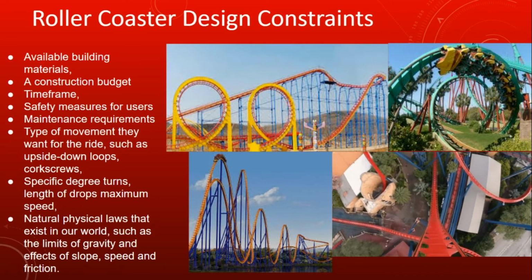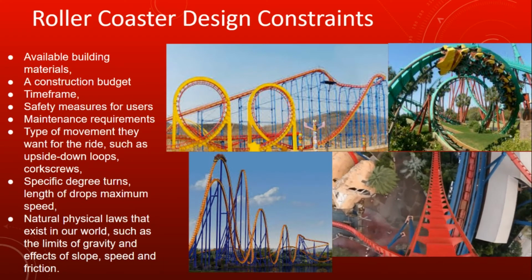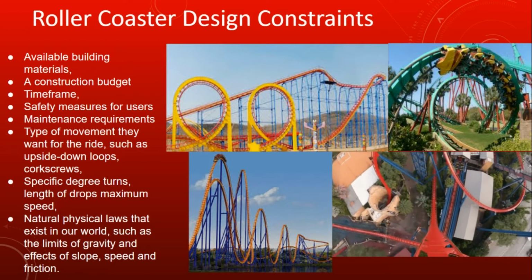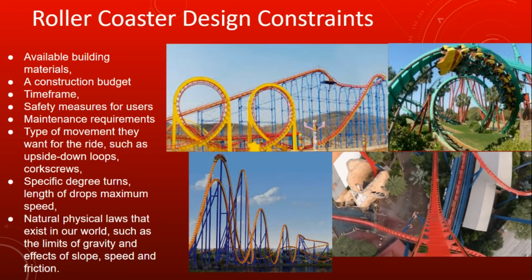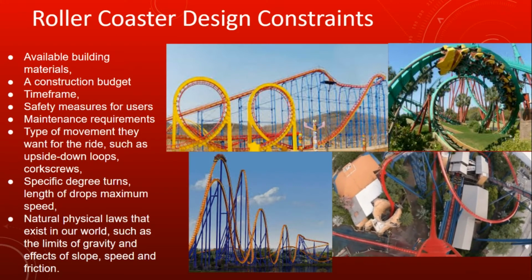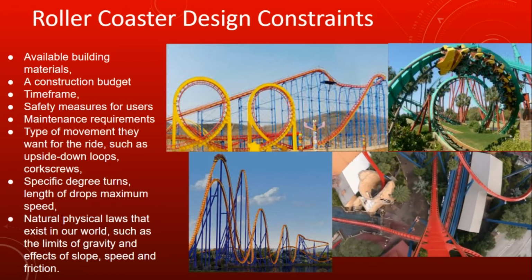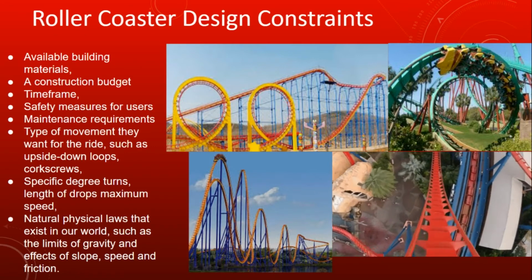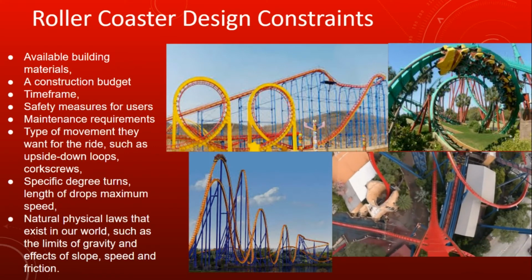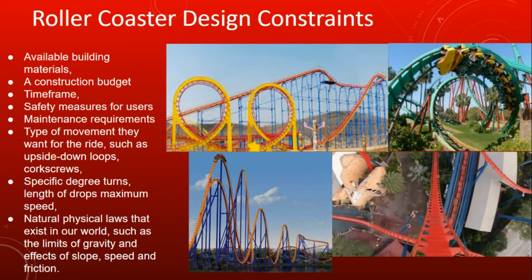When engineers design objects and structures such as amusement park rides, they work with what are called constraints. Constraints are project requirements or limitations. Engineers must take into consideration these constraints in order to come up with successful design solutions. In the case of designing roller coasters, some constraints that engineers would have to consider would be practical limitations, such as available or preferred building materials, construction budget and time frame, safety measures for users, ongoing maintenance requirements.